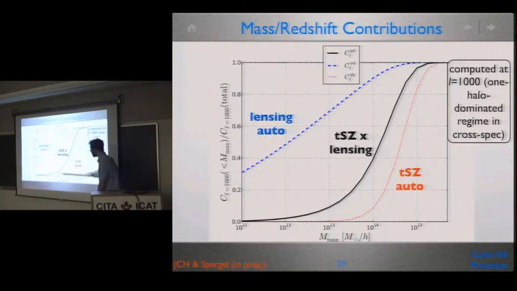So you have most of the signal coming from objects between, say, 10 to the 13 and 10 to the 14.5 solar masses. It's kind of interesting because these are quite low mass objects, and in particular, they're significantly lower than what the TSE autopower spectrum probes. And this is an observable that people have often said is quite sensitive to, and even dominated by, objects that are so low mass that we haven't observed them. And this is a signal that's dominated by even lower mass and higher redshift objects.